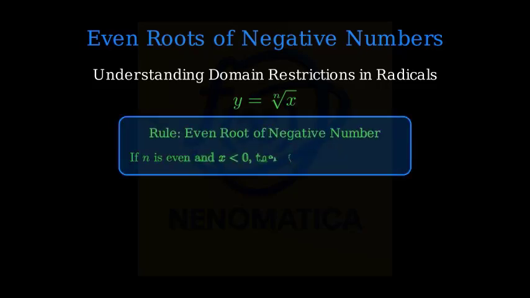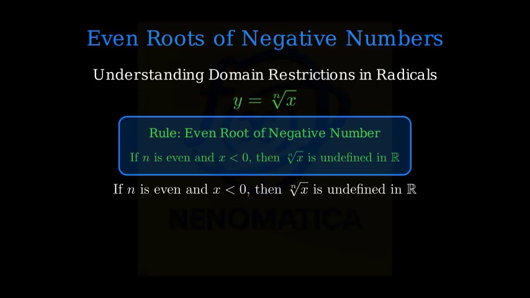If n is even and x is negative, then the expression y equals the nth root of x is not defined in the real number system. In other words, we can't have a negative number under an even root and get a real number result.